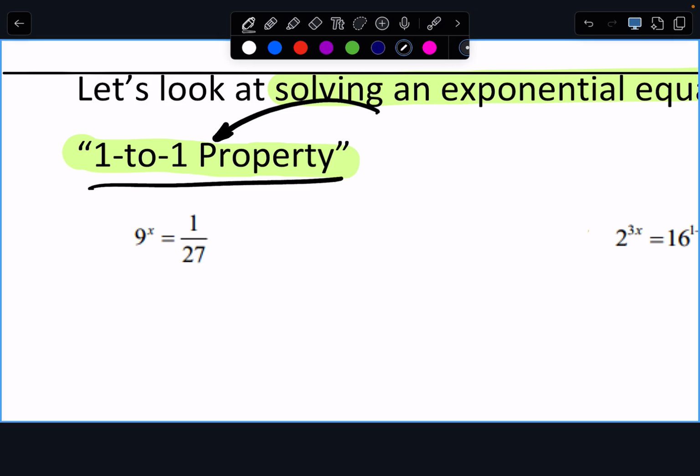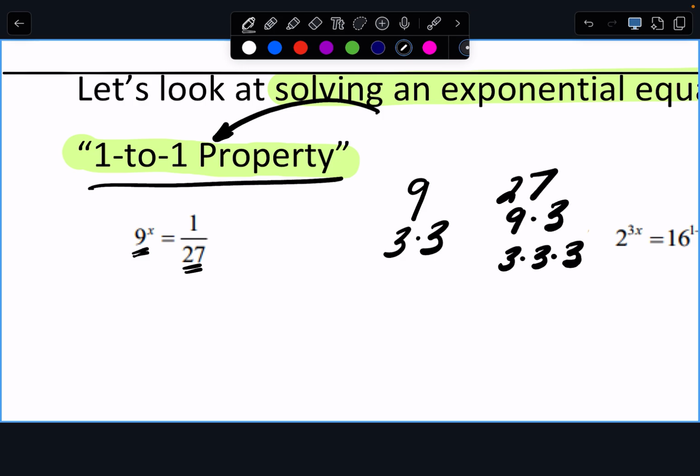So here's what you do. You're going to write both sides as the same base if possible. How do we know? Well, we don't. So go off to the side and say, let's break down 9 into its completely factored form. Isn't 9 3 times 3? And then let's break down 27. I know it's 1/27. It was flipped over a fraction, but let's just ignore the fraction for now. Isn't 27 9 times 3, which is 3 times 3 times 3?